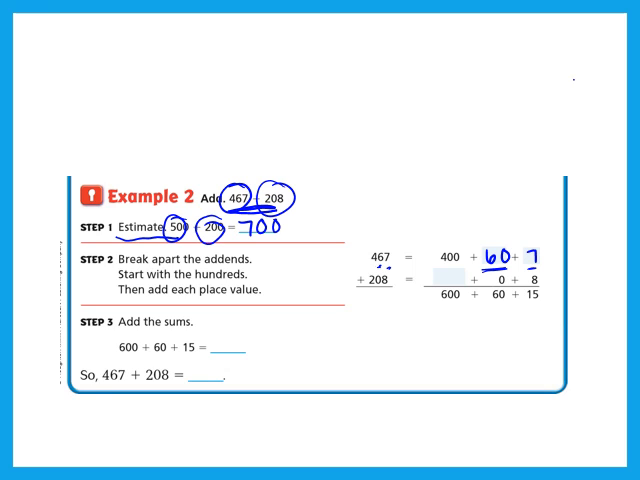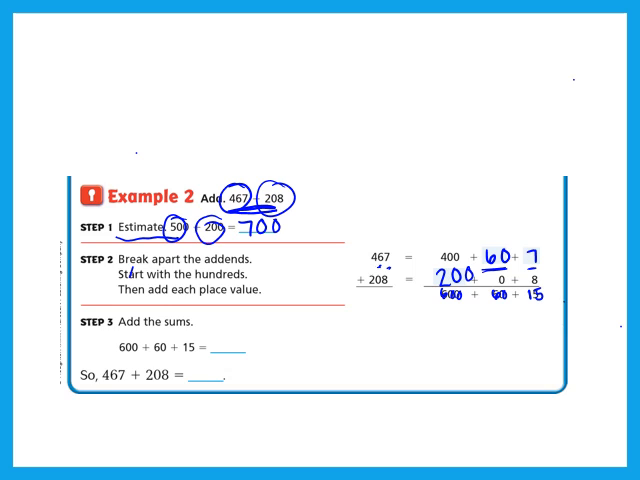Next, I'm going to rewrite 208 in expanded form. In the hundreds place, I have a 2, so that tells me that's 200. I have a 0 in the tens place, so that tells me I have 0 there, and 8 in the ones place, that's 8. Now I can add 7 plus 8, that equals 15. 60 plus 0 equals 60. And 200 plus 400 is 600.